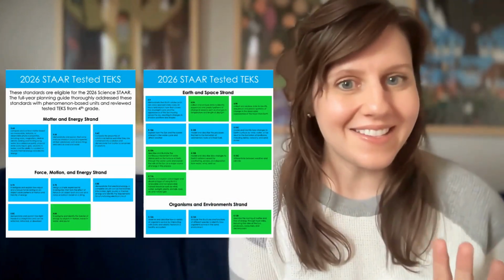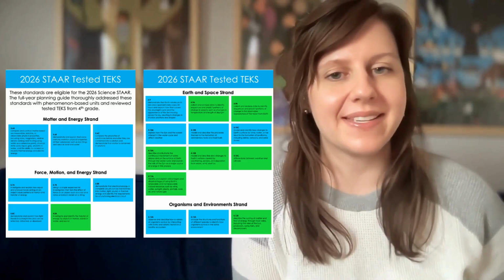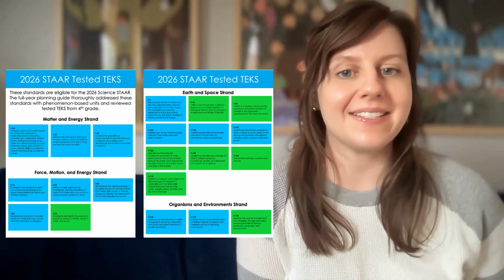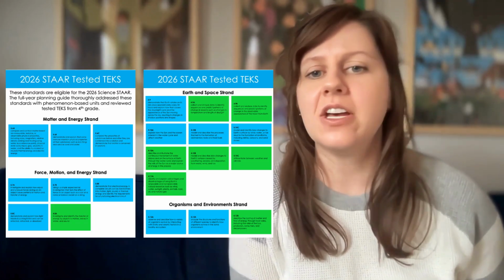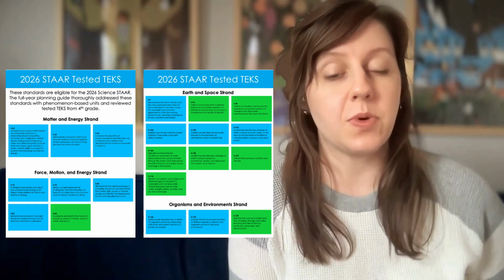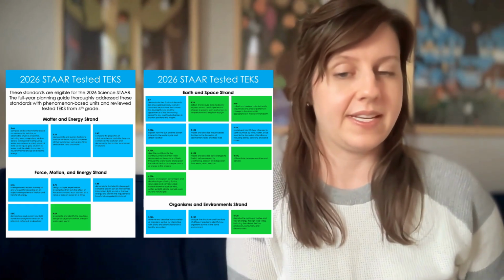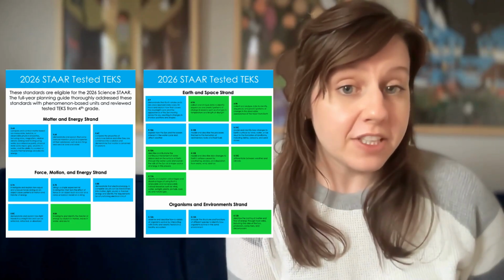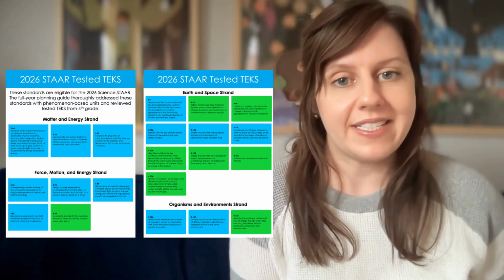Let's get started. Let's start with what TEKs are being tested because I see this question a lot. Like I mentioned before, we use TEA's assessed curriculum to identify which TEKs are eligible for testing. We've learned that the 3rd grade TEKs will not be assessed in 2026. So here are the tested standards, and I have coded 5th grade TEKs blue and 4th grade TEKs green.